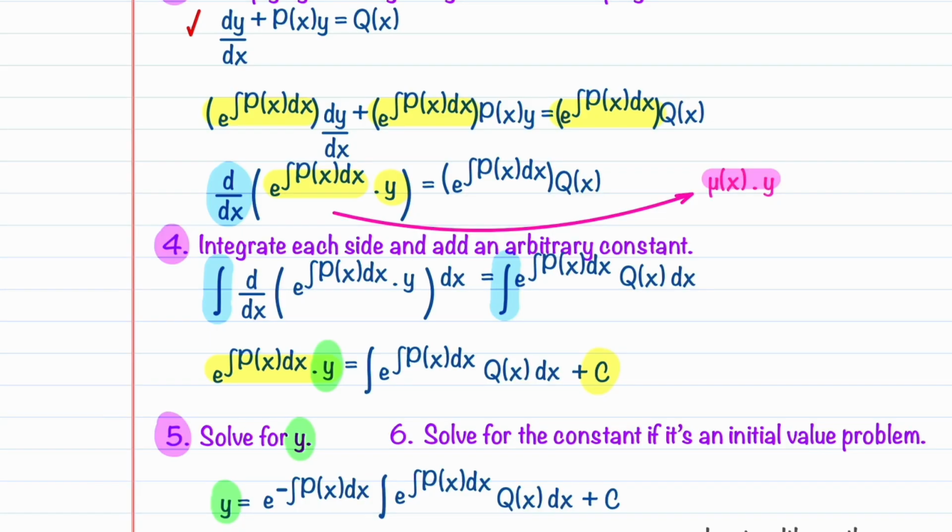And then sometimes you will have a step 6. If you have an initial value problem, you'll have a step 6. And in this step, you just solve for the arbitrary constant. Let's now look at some examples.